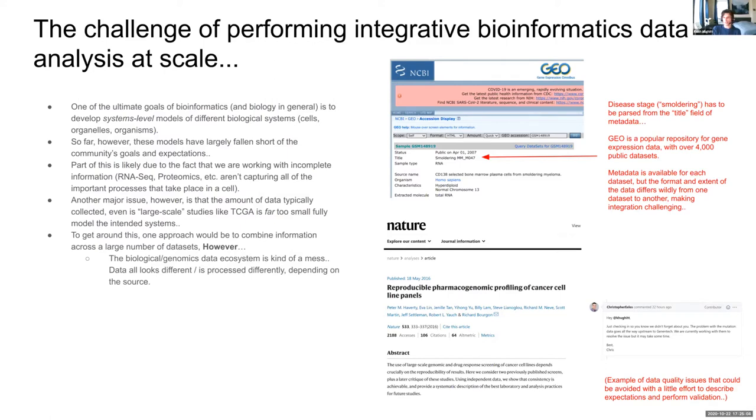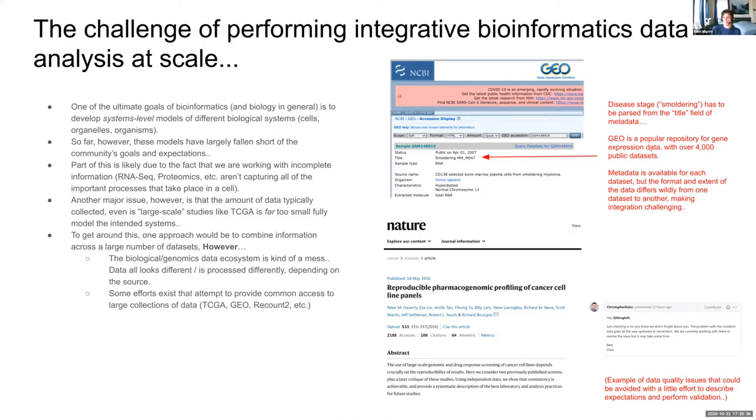Data, depending on where you get it from or who ran the experiment, could be processed differently and include different types of metadata. Even efforts like GEO, which is from NIH and NCBI, a big repository of gene expression data, which is one of the important types of genomics data, even their data is kind of a mess. They encourage or require users to submit metadata, but there's no validation done on it. The quality of the metadata is hit or miss.